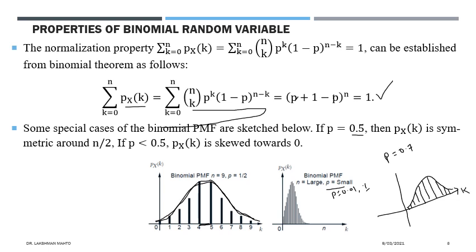Along the x axis, the horizontal axis, k is taking values, and along the vertical axis you are taking the value of the probability mass function, p_X of k. So depending upon the value of p, you will get different kinds of skewness.